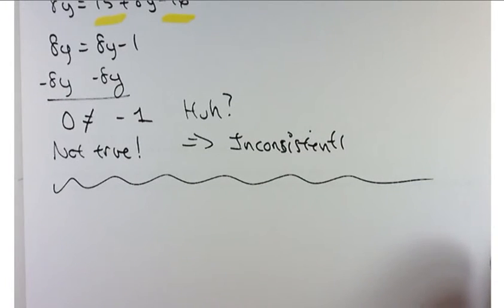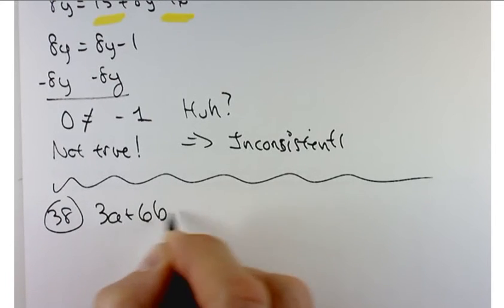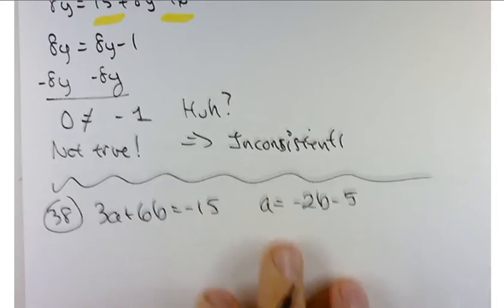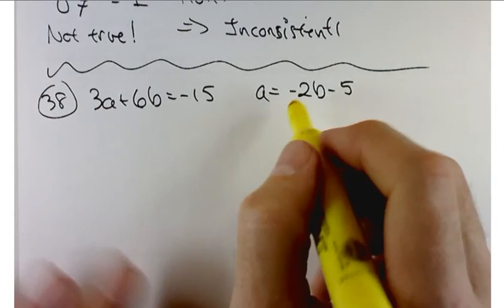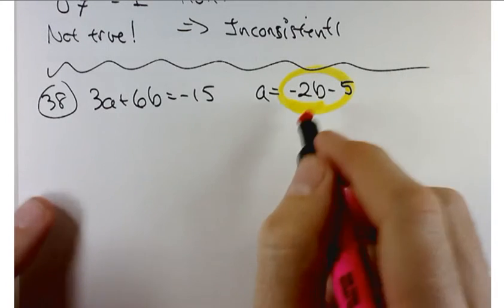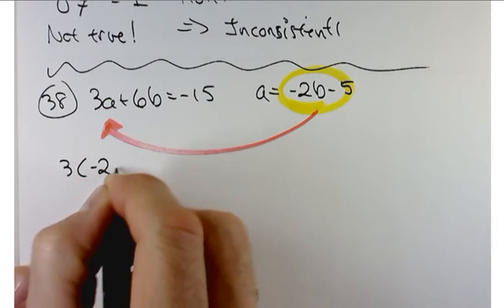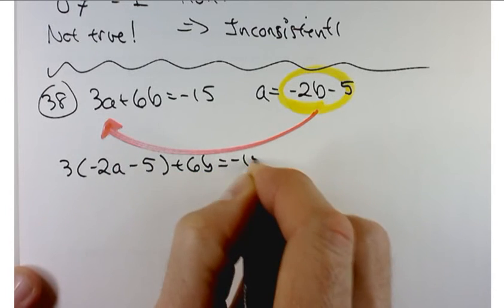There's one last thing that can happen. It's problem number 38. 3a plus 6b equals negative 15. And if you want something tailor-made for the substitution method, it's this one. Look, this is like the problems that we started out with. You've already got an expression for a. We're going to substitute that into the other equation here. 3 times negative 2a minus 5 plus 6b equals negative 15.